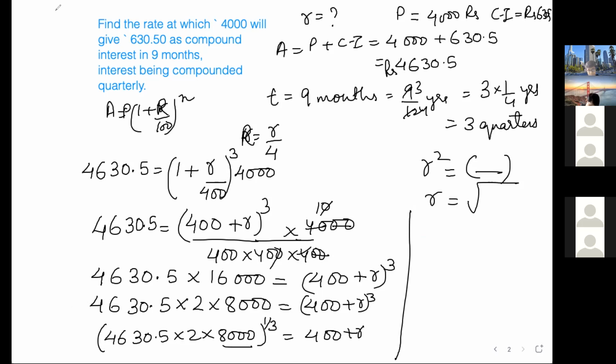Let us multiply 4630.5 into 2. How much is it coming? 5 2s are 10, 0, carry 1, 3 2s are 6, 9261. Okay, so the cube root of 9261, and outside 20 already out of the root, is equal to 400 plus r. Okay, let us find out the cube root of 9261.